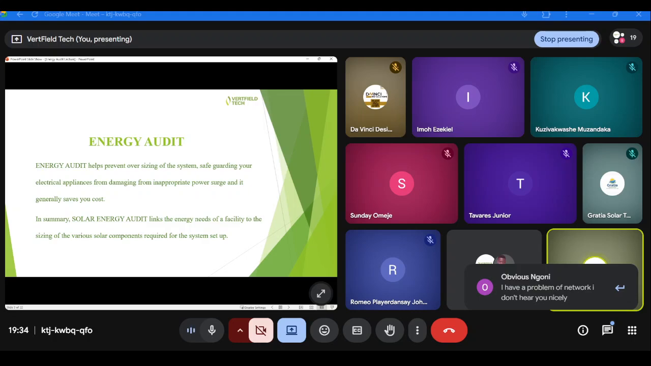So, when you say energy audit helps to prevent you from oversizing your system, let's take for instance, let's say Mr. Junior is our client for tonight. And Mr. Junior being our client for tonight simply means that he has now invited us to run a solar system for him in his facility.